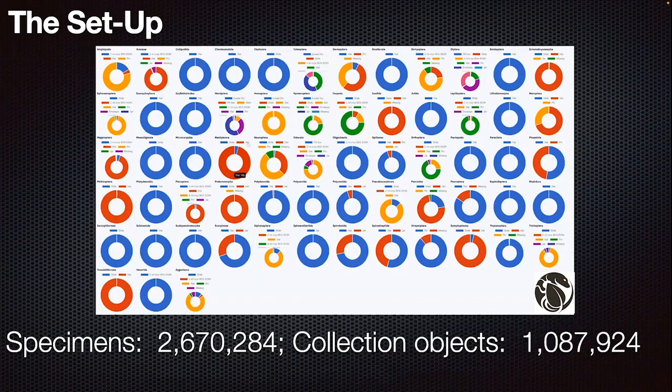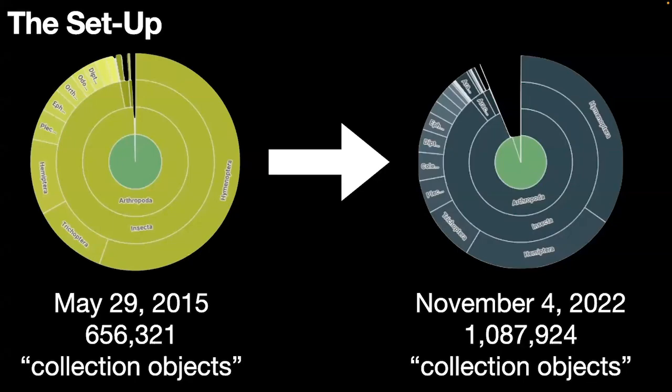You can see here kind of the setup of a bunch of different families. There's a lot of data you can see there. We don't really have to talk about it too much. But unfortunately, from May 2015 till about May of 2022, only about 656,000 of those were on SCAN, GBIF, and iDigBio.